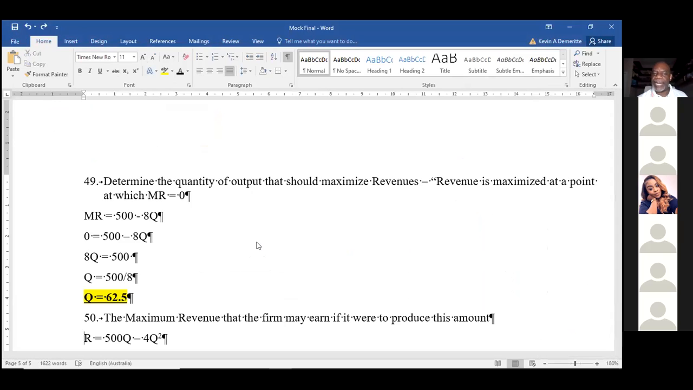Okay, so how do we do that? To determine the quantity of output that will maximize revenue, we said revenue is maximized at the point at which marginal revenue is equal to 0. Well, we know what our marginal revenue function is because we derived that earlier, and we derived it to be 500 minus 8Q.